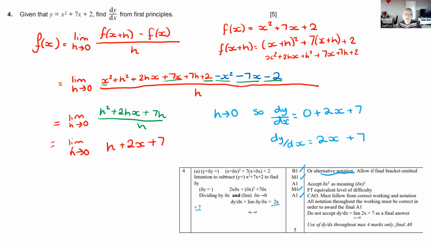So the main thing is that you collect your terms, obviously cancelling out, you divide by h, and then with h becoming 0, so using your limits. So I probably should have written limit at the top. And that's why it becomes 0. So then dy by dx is 2x plus 7. Okay. So if you have finished and done all that, well done. It's all completed.